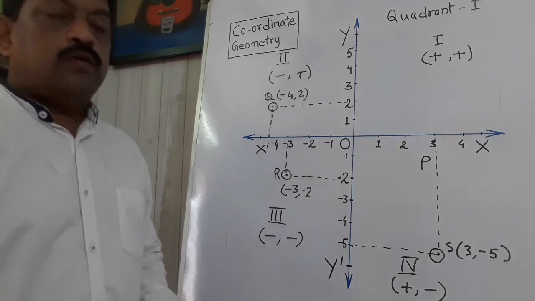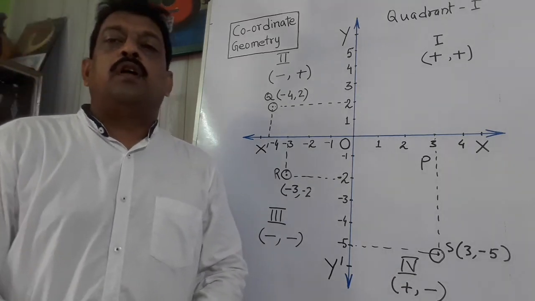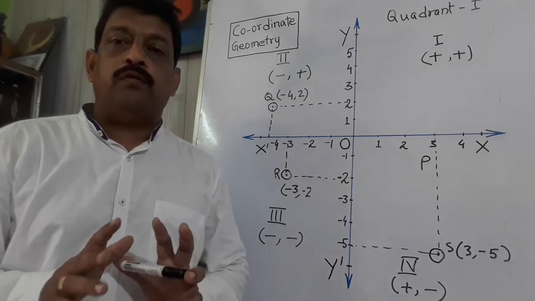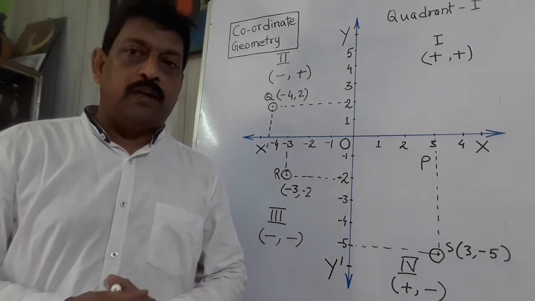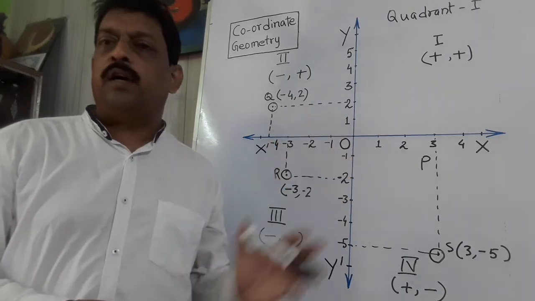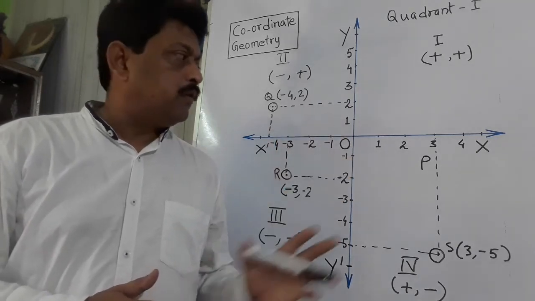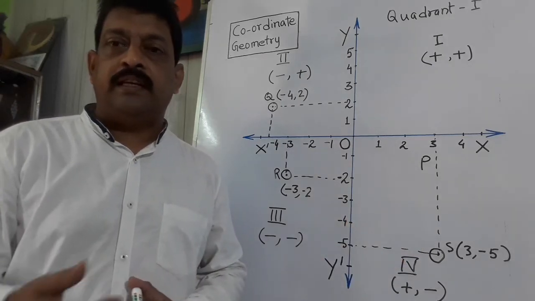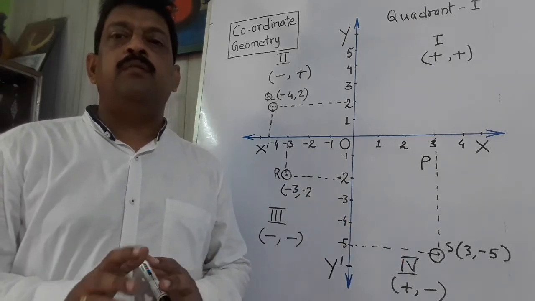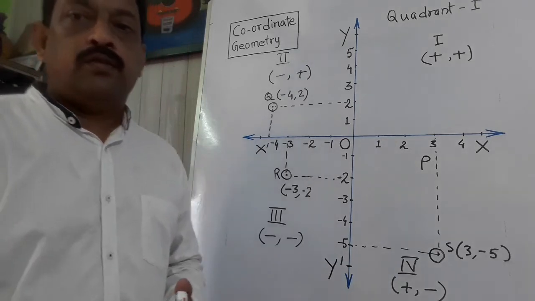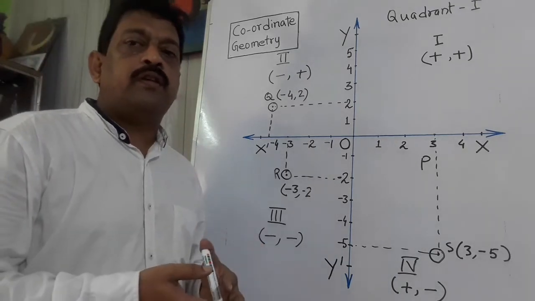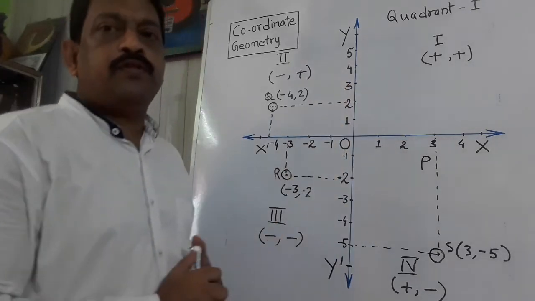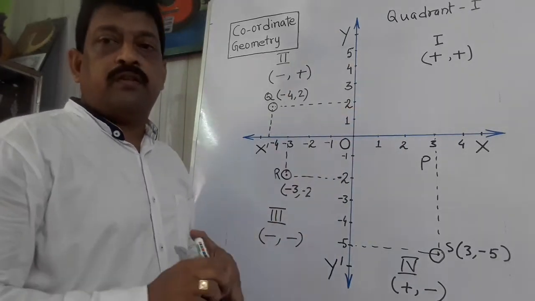Understood? Now a question will come where a point will be given to you and you have to answer in which quadrant the point will lie. In that case, you don't have to draw the coordinate axes on the graph paper and locate the point and then tell the answer. Simply by checking the sign, you can say in which quadrant the point will lie. If both are positive, it will lie in the first quadrant.